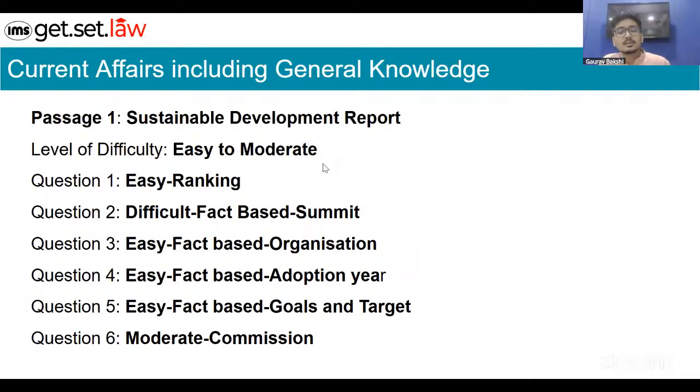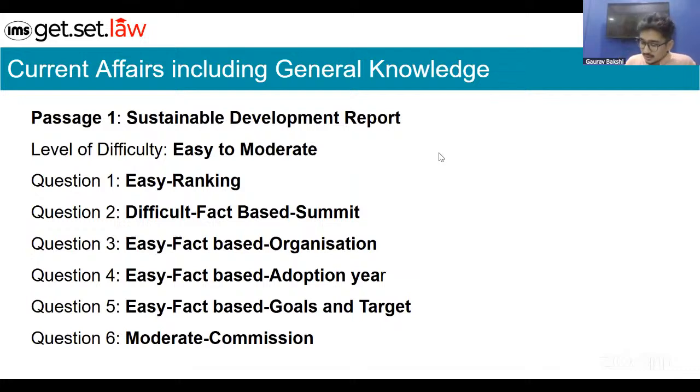CLAT has previously asked this kind of question in the years 2022 and 23 as well. There were some questions related to the United Nations and its sustainable development goals, and it has specifically asked which sustainable development goal is related to SDG 5. So this is one of the most important topics. Now let's go through the questions.